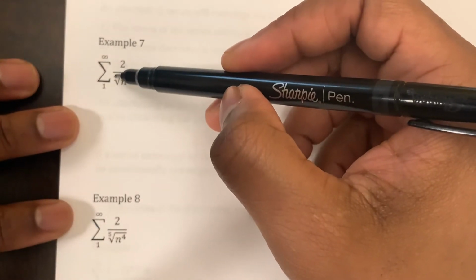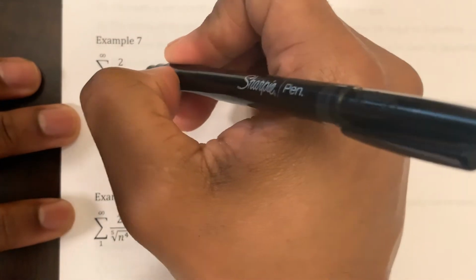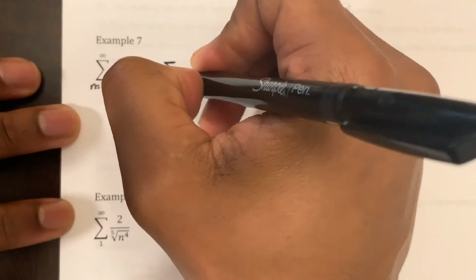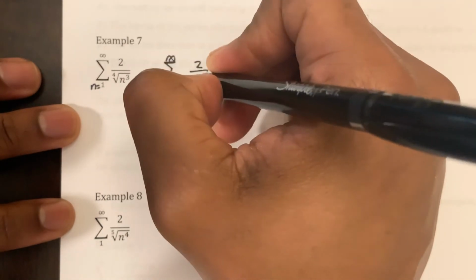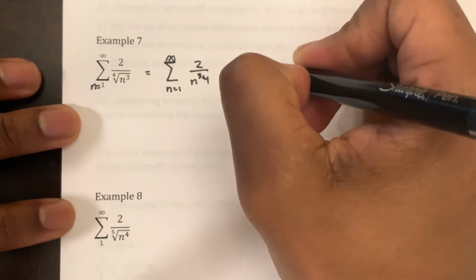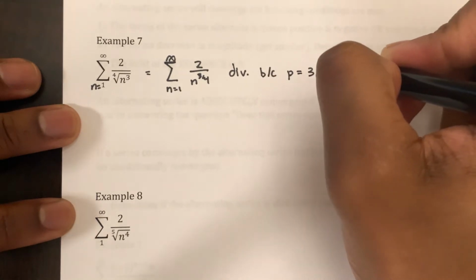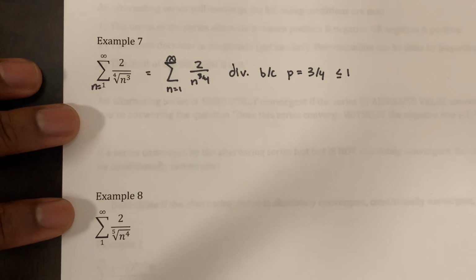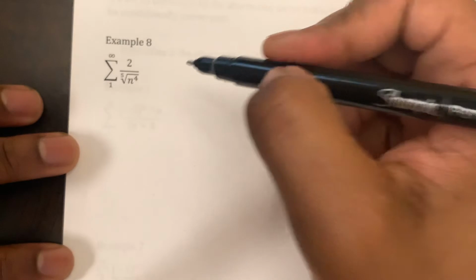For example 7, we have 2 over the 4th root of n cubed. And again, I left off the n equals. This is going to be the sum from n equals 1 to infinity of 2 over n to the 3/4. And this is going to be divergent because p equals 3/4, which is less than or equal to 1. And finally, for example 8, we have 2 over the 5th root of n to the 4th.